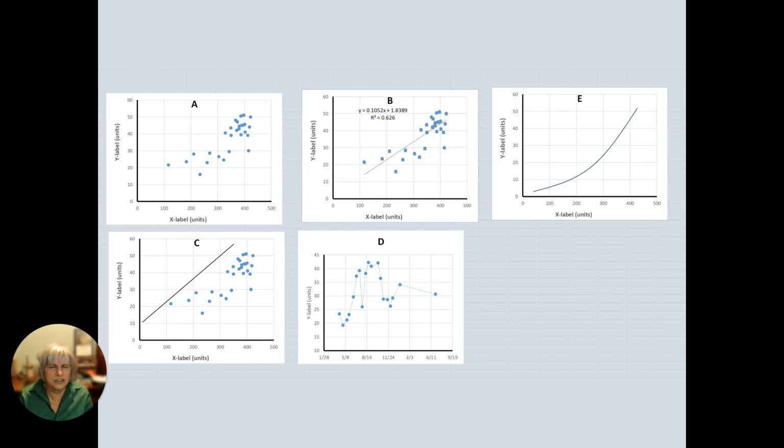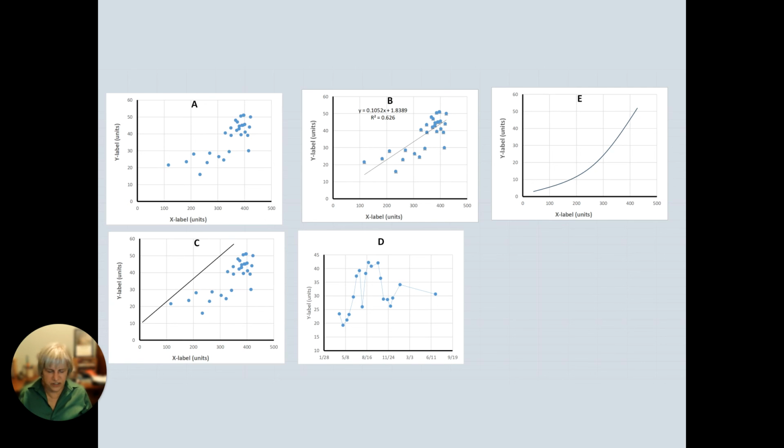One of the things I would caution you about is that it's very easy in Excel to put a trend line through. But this trend line assumes it's a linear relationship. And sometimes they're not linear relationships, and there's no reason to expect a linear relationship. In that case, I would argue that a linear plot is not a good one.